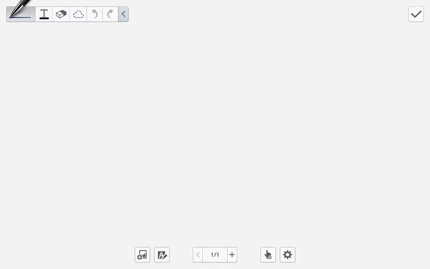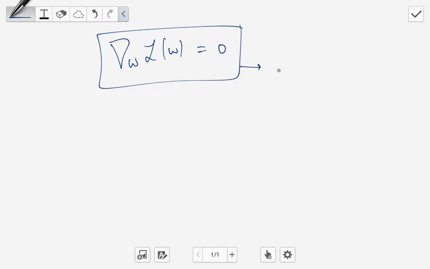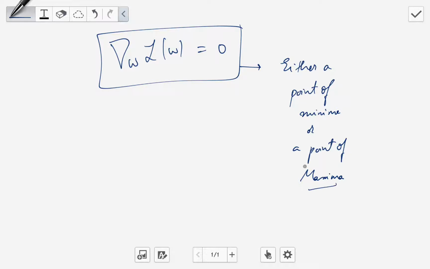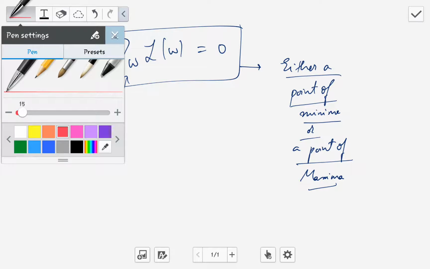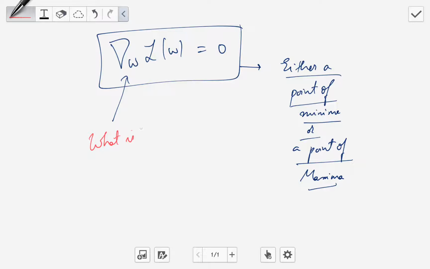So what we were doing using matrix calculus was setting this equal to 0 and then saying this is either a point of minima of the empirical loss function, or a point of maxima. Fine. How are we saying this? What are these derivatives called first of all? What is this kind of derivative called?